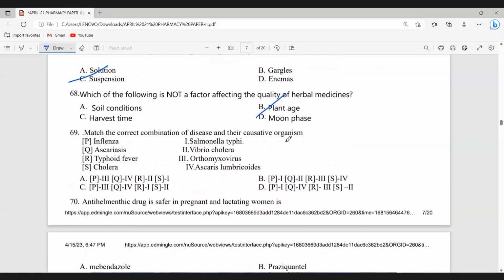Then 69. Match the following. Influenza is orthomyxovirus. Ascariasis is Ascaris lumbricoides. Typhoid fever, Salmonella typhi. Cholera, Vibrio cholerae. The option is 3, 4, 1, 2. Option C is correct.